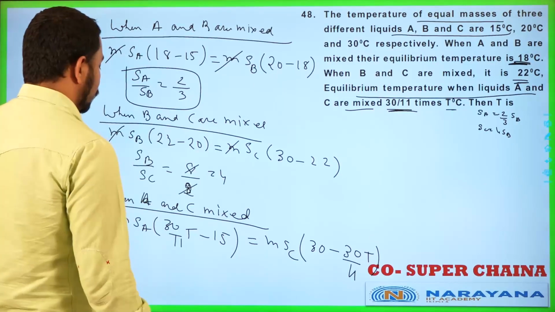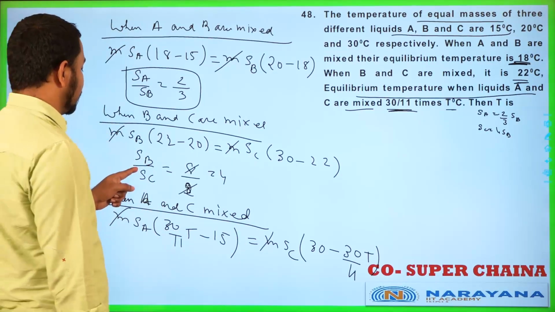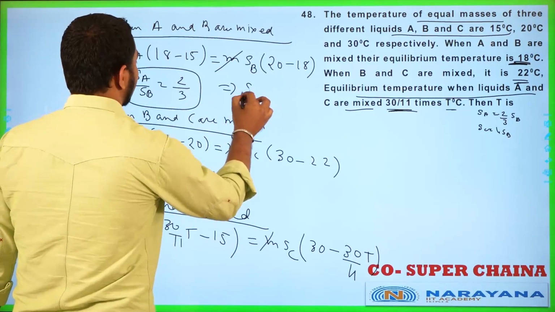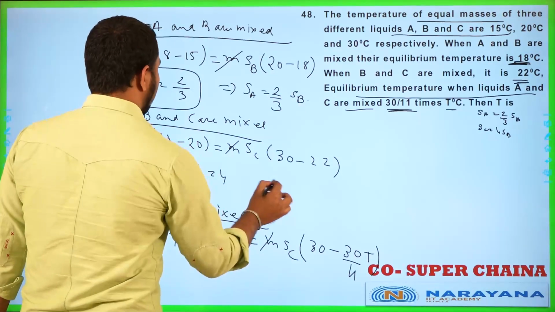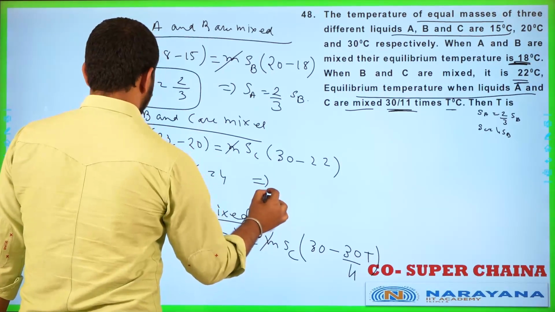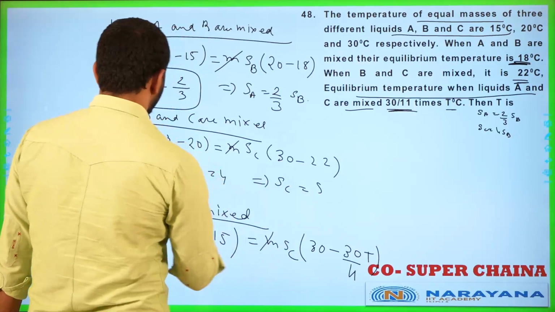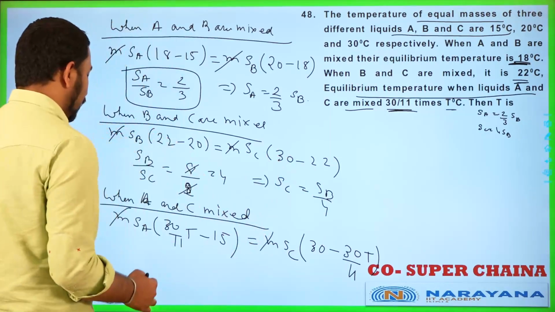Okay, so M can be cancelled out here. SA and SC you can replace here. You can write SA will be equal to 2 by 3 SB. Similarly, you can write SC will be equal to SB by 4. So SB will be cancelled out here, right?